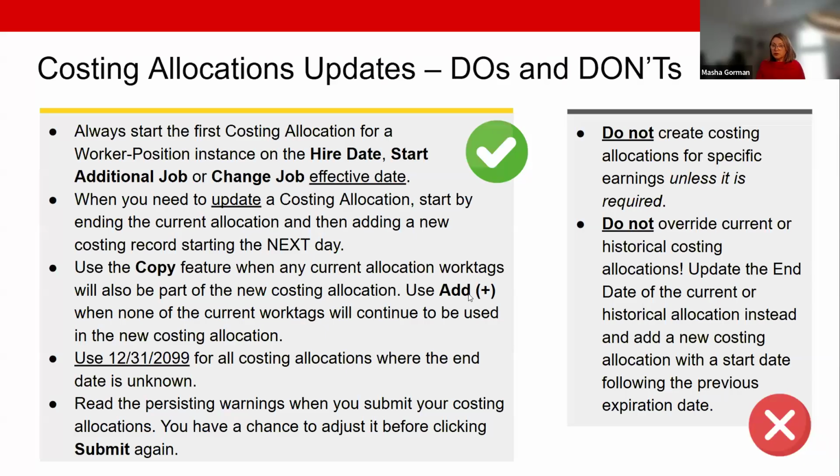What do we want to do with costing allocation and what we absolutely don't want to happen? So let's walk through that. First, costing allocation for a worker position should start on a hire date, start additional job, or change job date, the effective date in this position. I validate a lot of costing every week, and I see situations where people start costing allocation, not necessarily on today's date, but arbitrarily maybe last week's date.